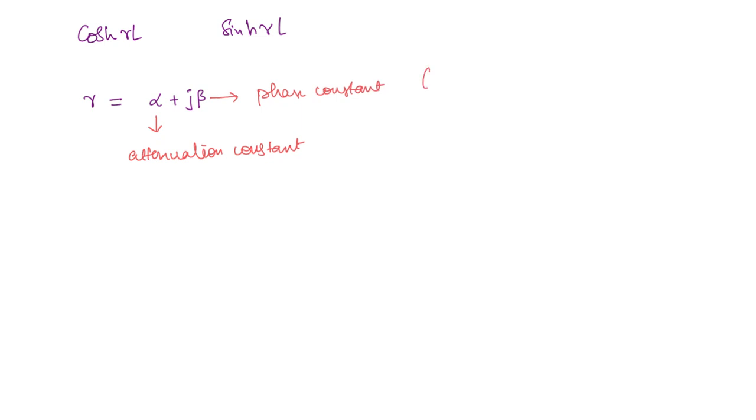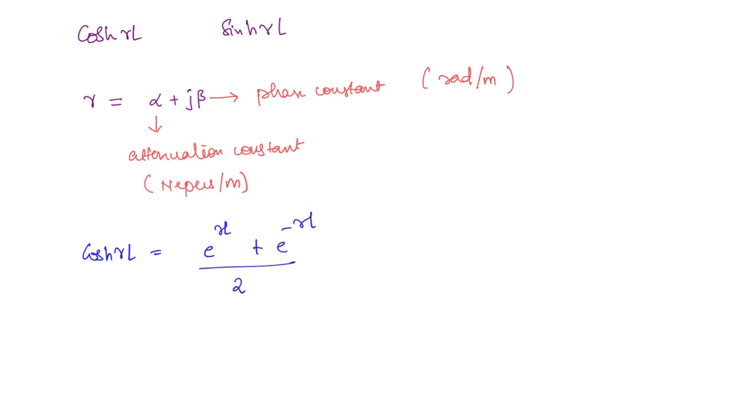So this unit is radians per unit length. And the attenuation constant we take as Nepers per unit length. Now what will happen if you take the case of cosh gamma L? So this is going to be what? e to the power gamma L plus e to the power minus gamma L, divided by 2.